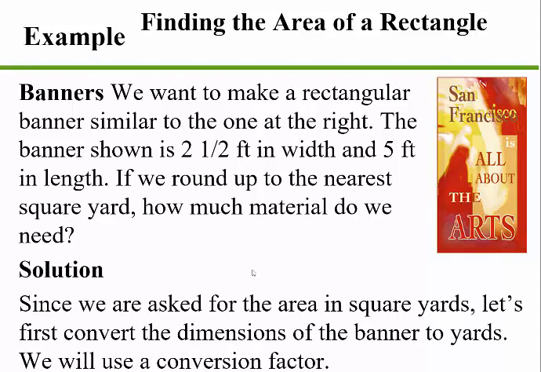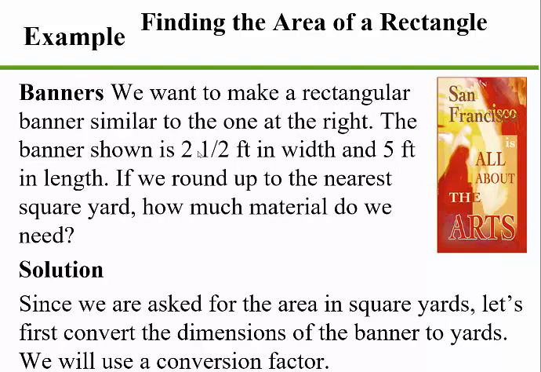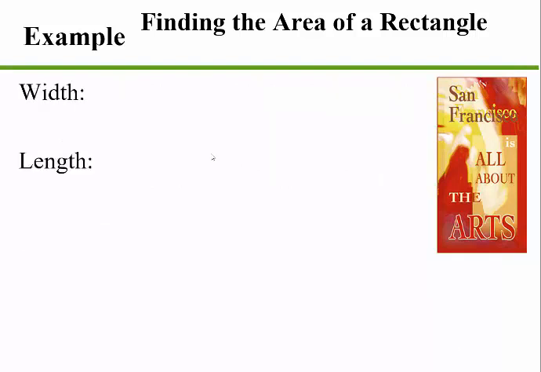Since we're asked to find the area in square yards, let's first convert the dimensions of the banner to yards. We will use a conversion factor to do this. So we have the width. We're going to take 2.5 feet, or 5 divided by 2 feet, and multiply that by 1 yard equals 3 feet. Multiplying across, 2.5 feet, or 5/2 feet, is equal to 5/6 of a yard.